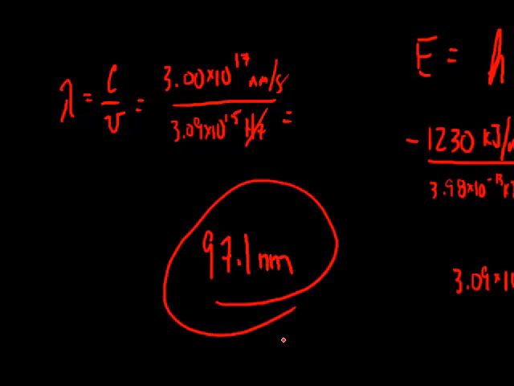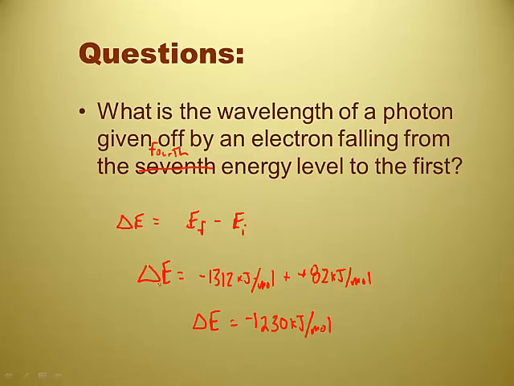Well, definitely not visible range. That's our answer though. So the wavelength of the photon would be 97.1 nanometers. That was tough to figure out. That was a lot of steps. That actually incorporated all of what we've just done: speed of light, Planck, Bohr, it's all in there.